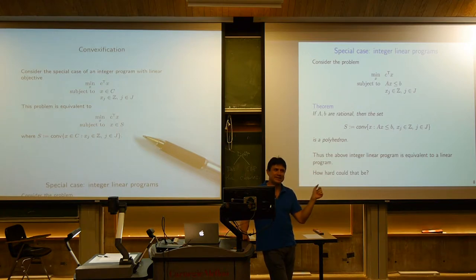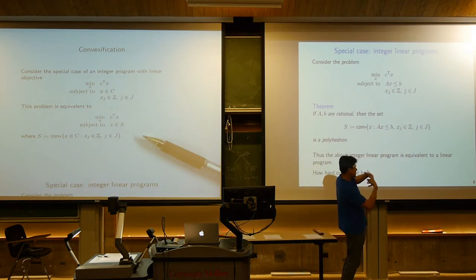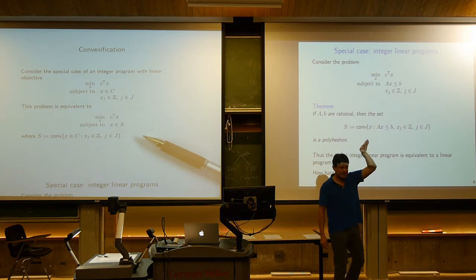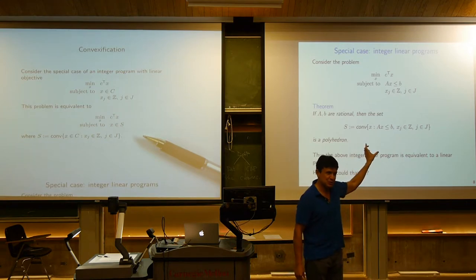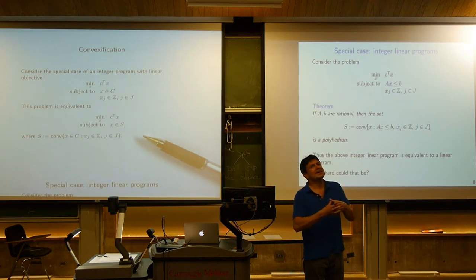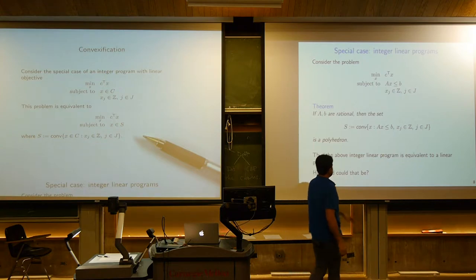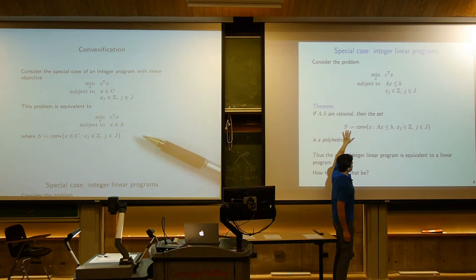The description of that polyhedron could be enormously complicated. It could be a polyhedron with a huge number of inequalities. This has been well studied: you could start with an integer linear program that has only a certain number of constraints, and when you look at the convex hull of the integer solutions, even though it's a polyhedron, it can have exponentially many faces, exponentially many facets. So the description of this set is very complicated.